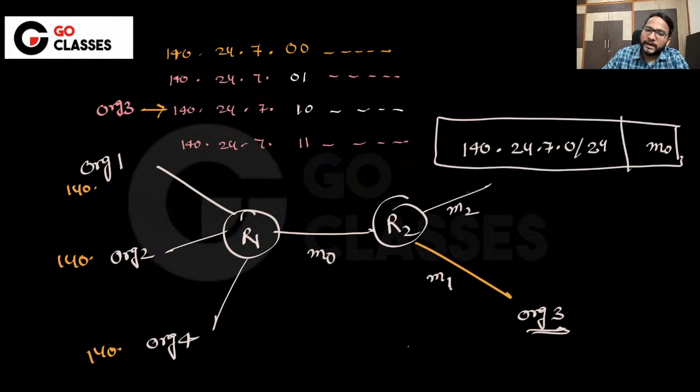See, this will be problematic, right? If something is coming from here and that is meant for M1, let's suppose meant for organization 3, then R2 will say that anything that starts from 140.24.7, and organization 3 is also starting from the same, it will send it to M0 or maybe R1, right? So if I have this entry, then there will be a problem.